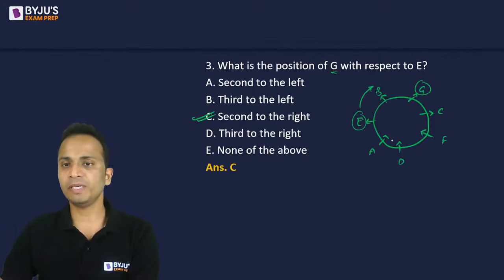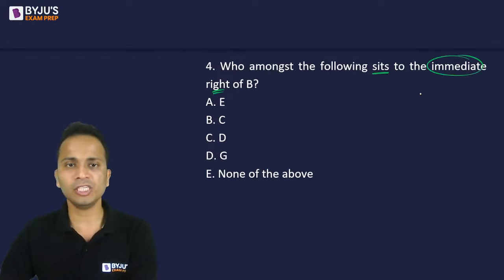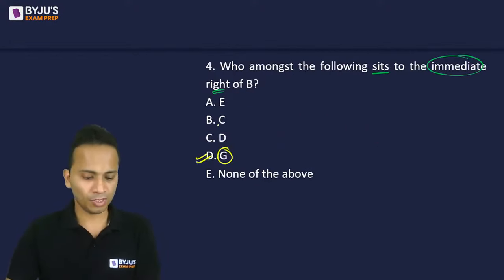So immediate right of B. B is sitting here facing outside. So right of B will be this. Correct answer should be G. The person is G. And option D should be the correct answer. Option D, and yes, it is the correct answer.